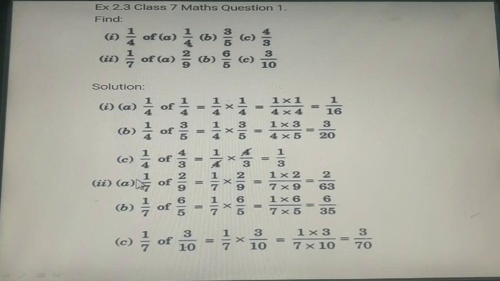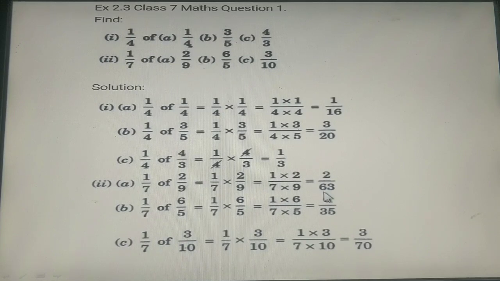Similarly, in the second part, you have to do the same type of solutions. Of means multiplied, product of numerators upon product of denominators, and so the answer for the A part is 2 by 63, for B part is 6 by 35, and for C part is 3 by 70.